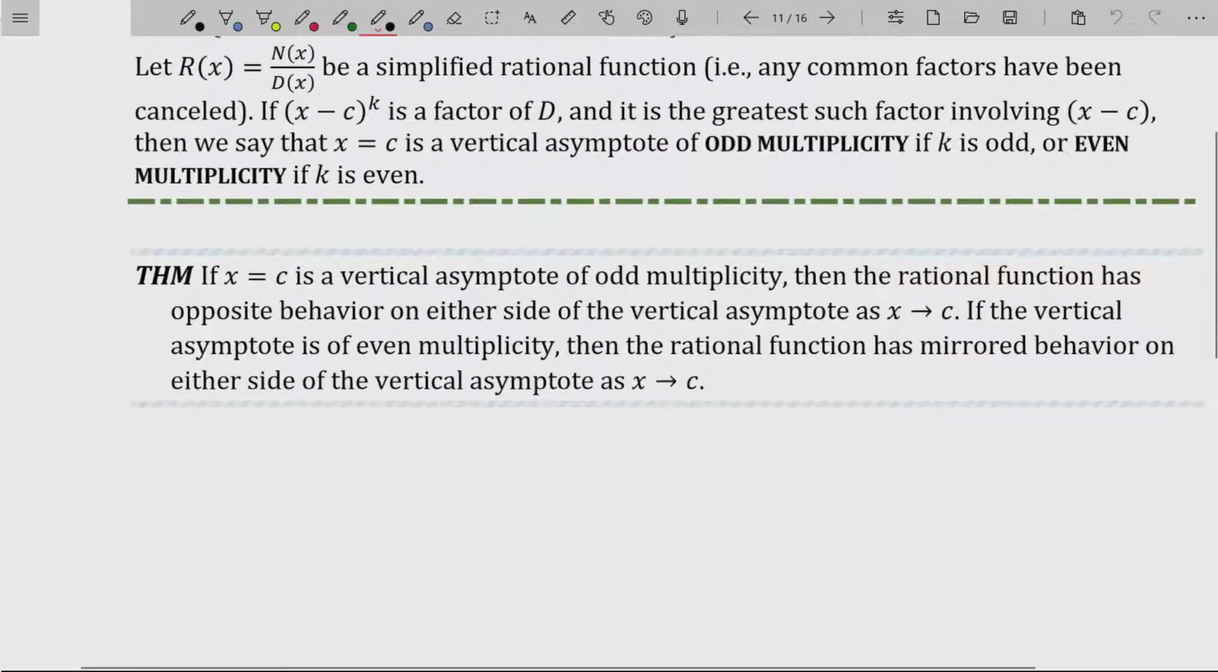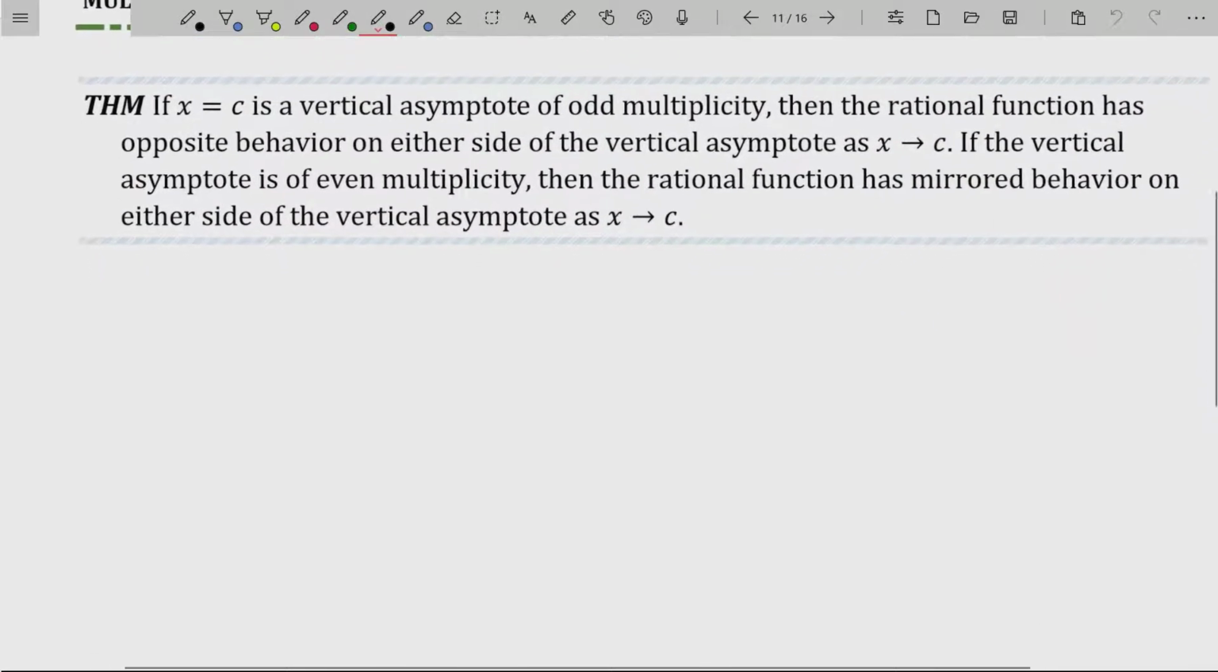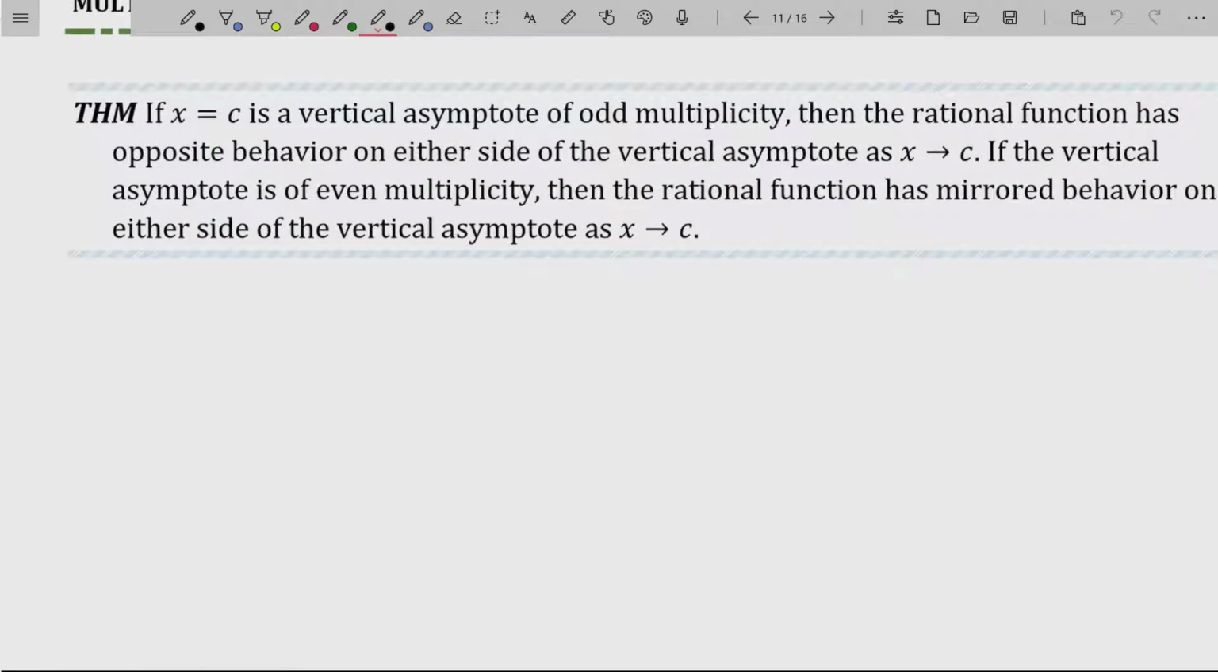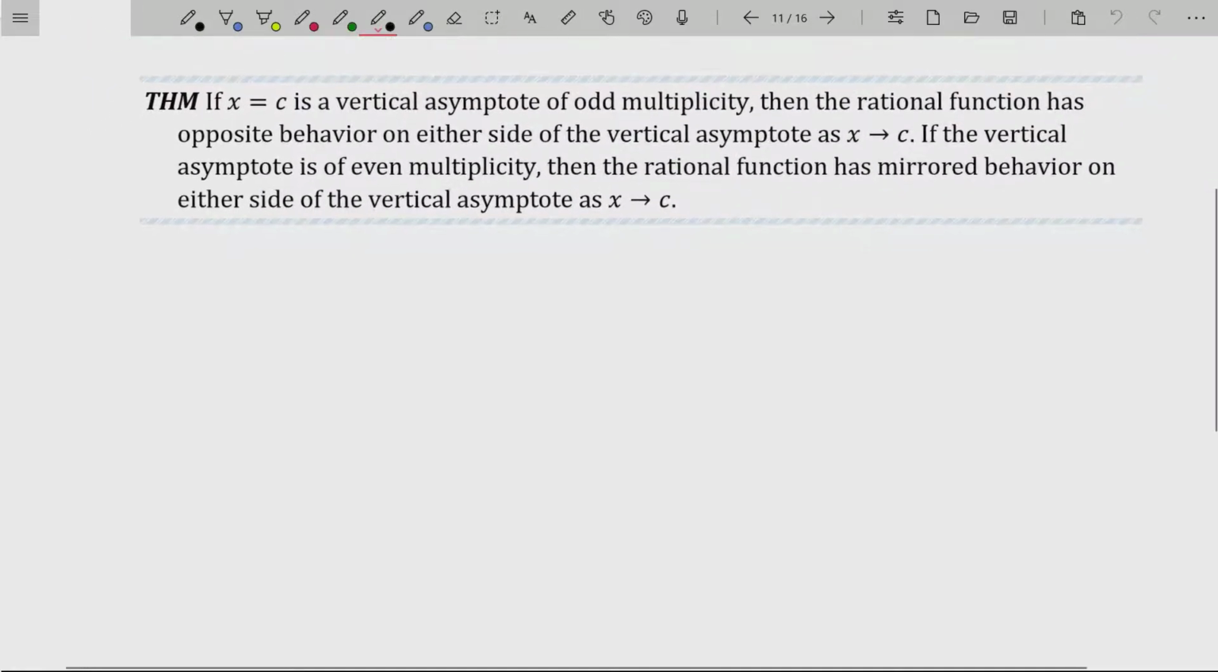And that's where the second piece of information down here is this theorem. If you have a vertical asymptote of odd multiplicity, then the rational function has opposite behavior on either side of that vertical asymptote as x approaches c. If it's an even multiplicity, then it has the same behavior on both sides. So let me give you an example here.